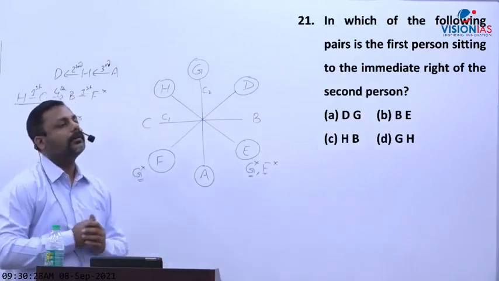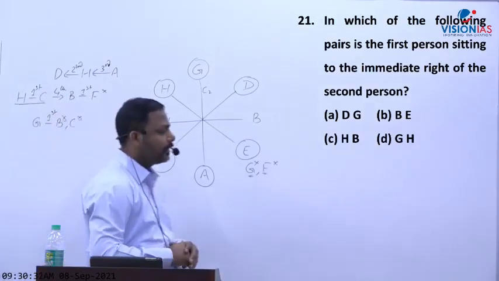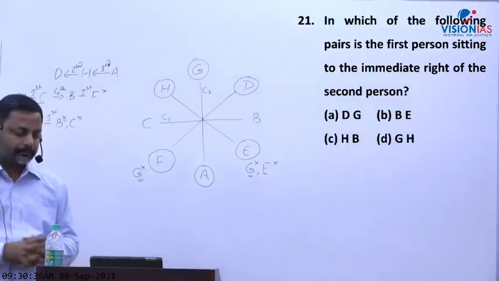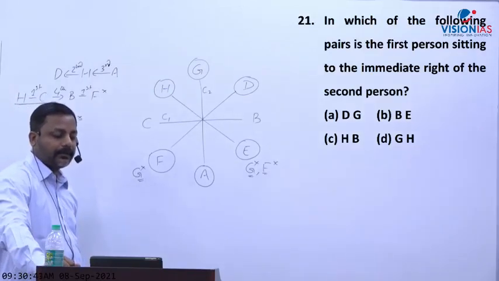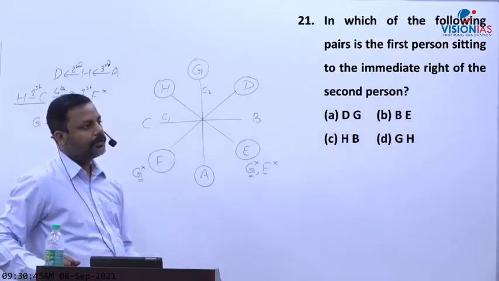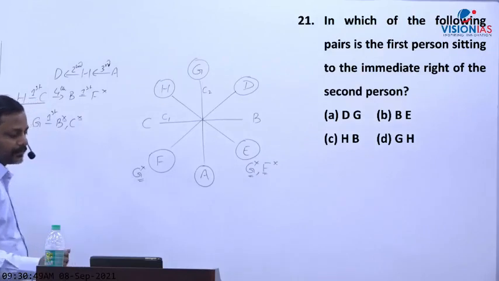Now, let's answer the question based on this particular set of information. Now, come to question number 21. In which of the following pairs is the first person sitting to the immediate right of the second person?